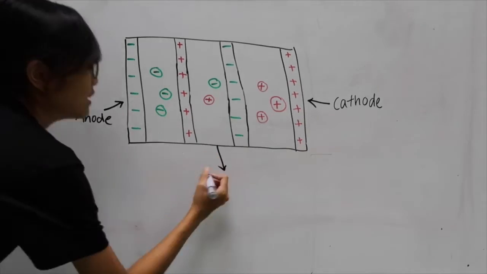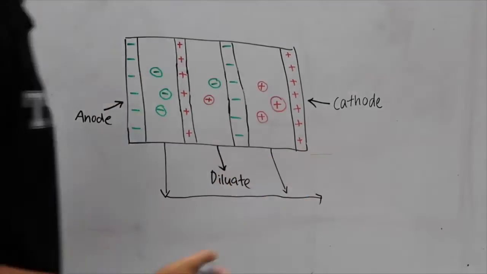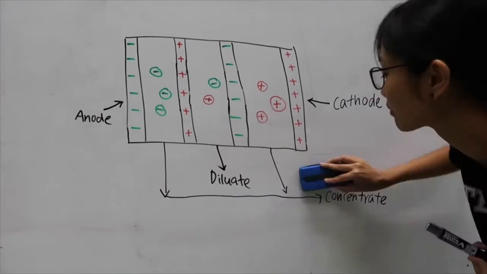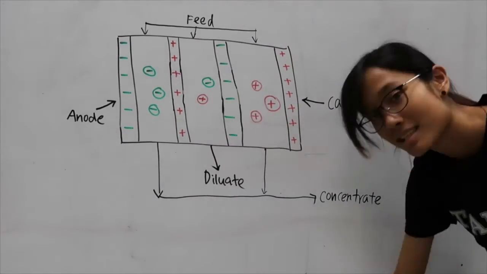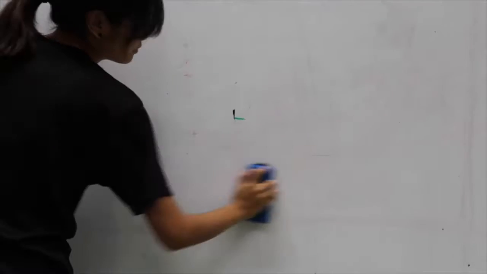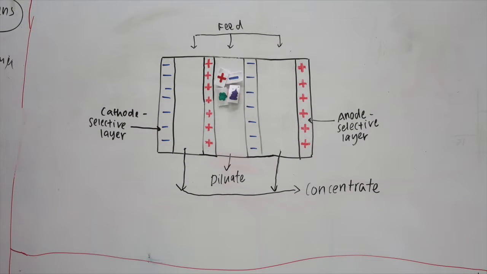The flow stream with the lesser ions is known as the diluate, while the flow stream with the waste ions is known as the concentrate. Organics are present here as well, as they do not carry electrical charges. If that was a little confusing, just watch how it operates. Here it is again.